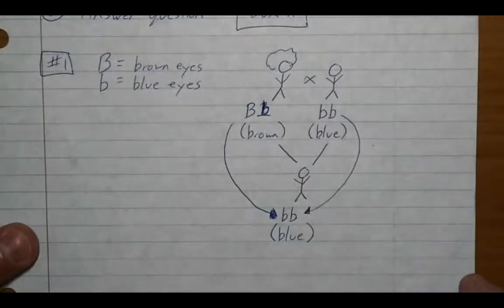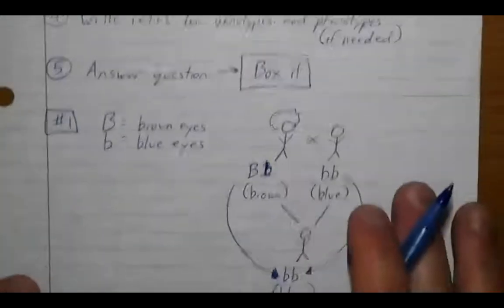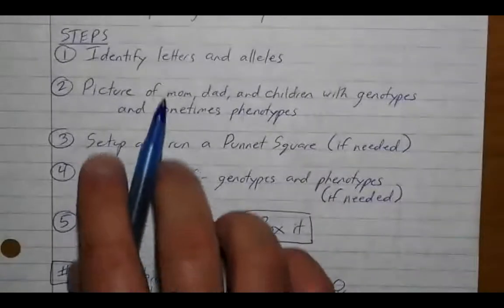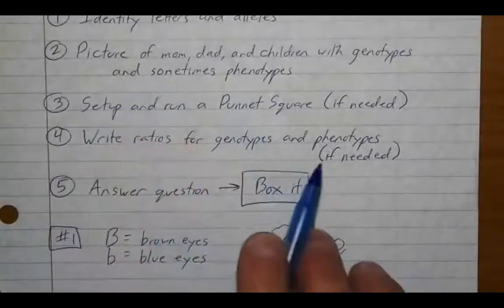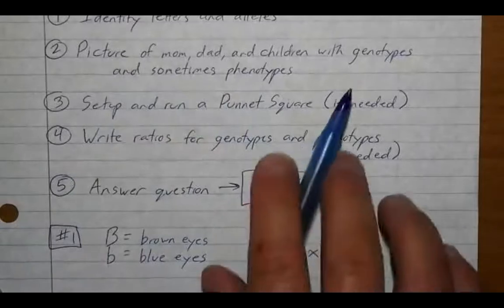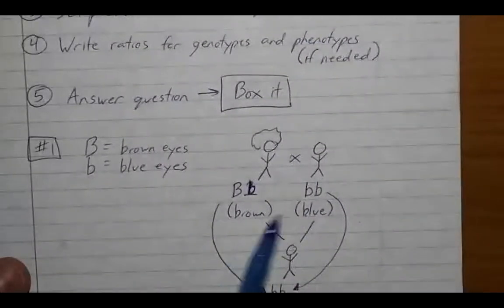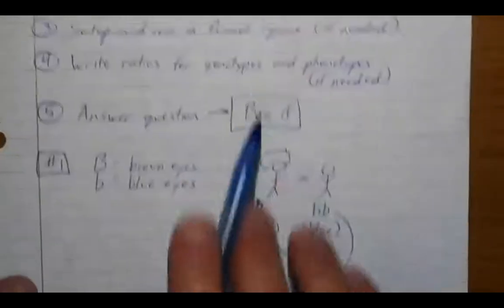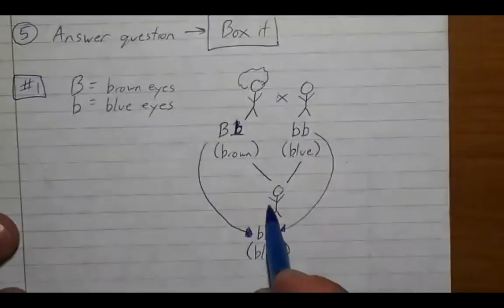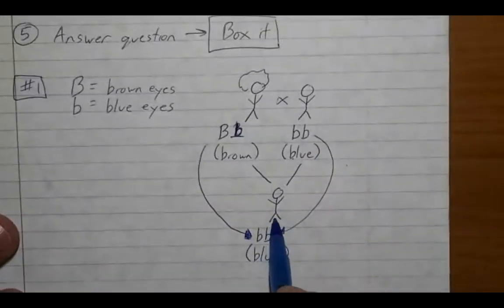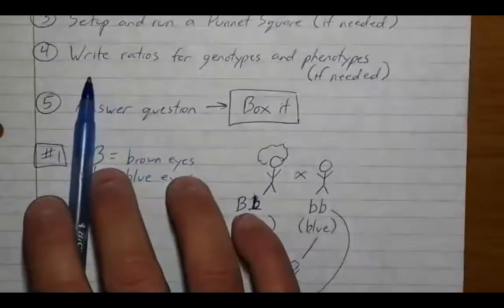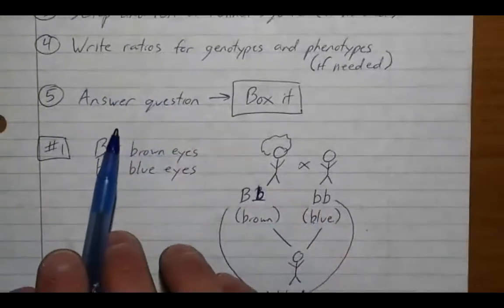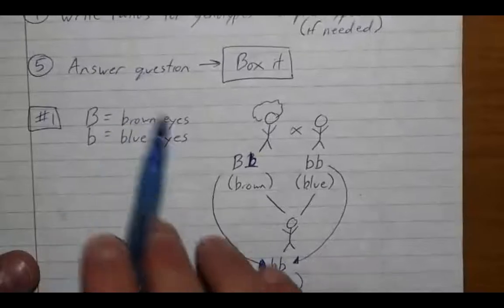Okay? So in this case, I did the letters, identified my letters. I drew a picture of mom, child, and dad with the genotypes and the phenotypes this time because I felt it was going to help. Did I run a Punnett Square? Didn't need to. Why? Because I already knew what the children were. So I don't need to figure out what are the possibilities of their children. They told me what the child was. No Punnett Square needed. Therefore, no ratios needed. So the only thing I have to do now is answer the question.